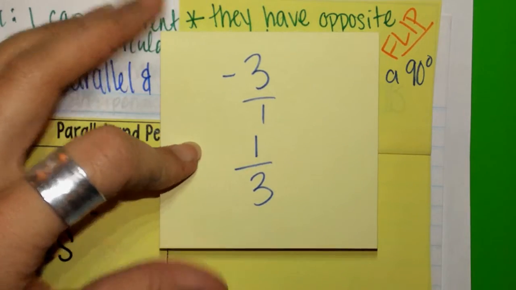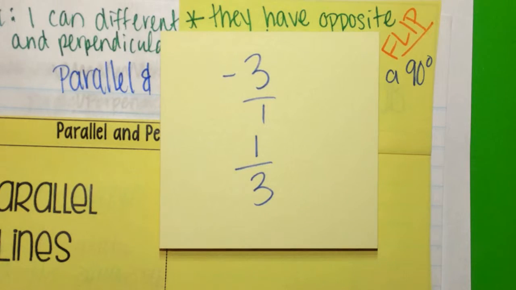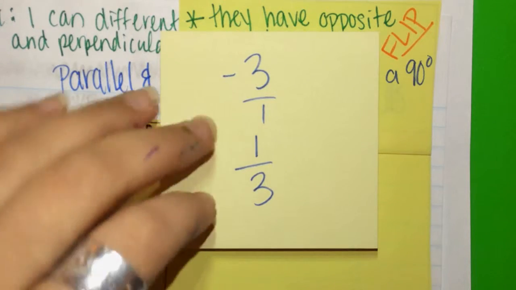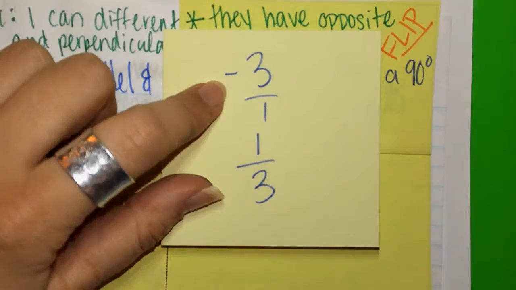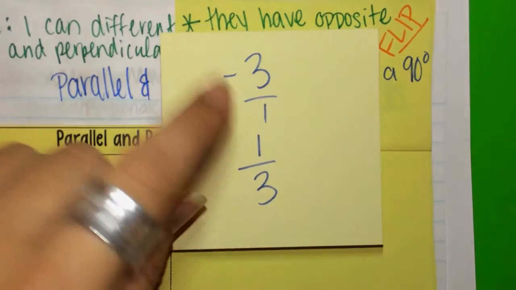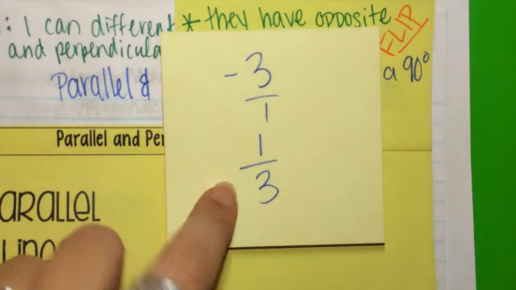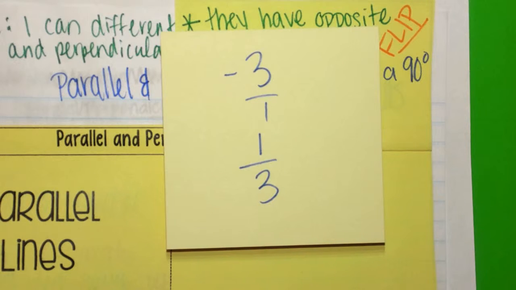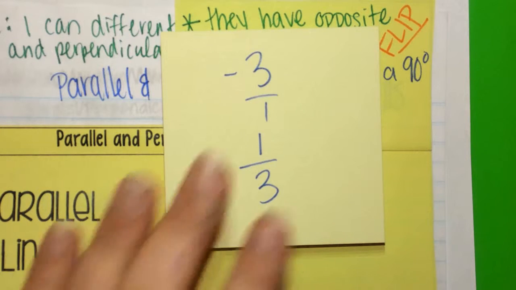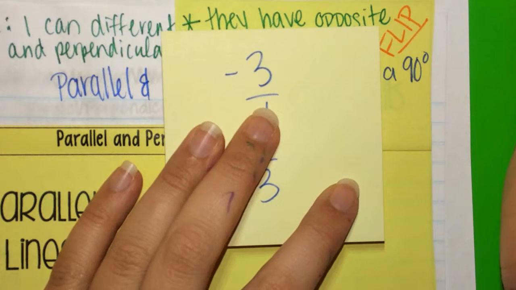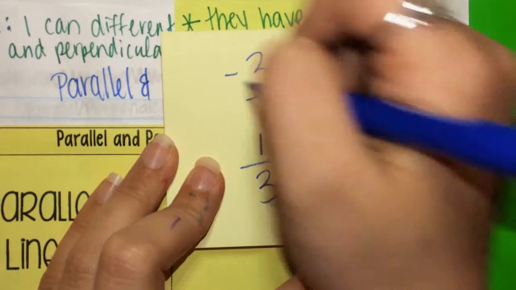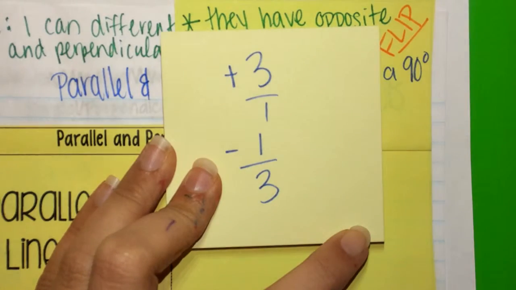We have to have opposite signs. So if this is negative, this has to be positive. And if any part of this fraction is negative, the whole thing is negative. What if the 3 is positive and you flip it, does it become negative? If that was positive, it would become negative.